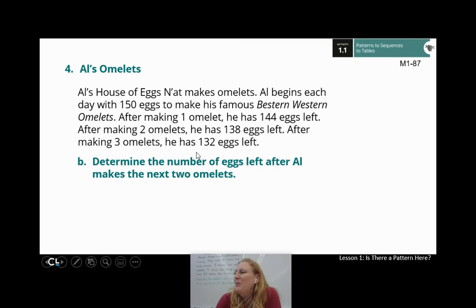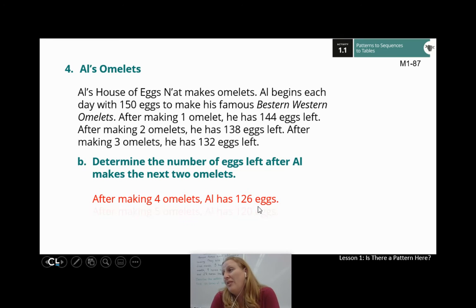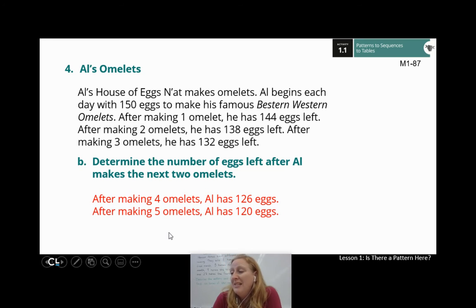Next up, determine the number of eggs left after Al makes the next 2 omelets. So we had 150, then 144, 138, 132. But we're going to make 2 more omelets. So if we subtract 6 more, after 4 omelets, he'll have 126 eggs. Subtract 6 more there. So after 5 omelets, he has 120 eggs. So many eggs. It sounds really good. Maybe I'm a little hungry.